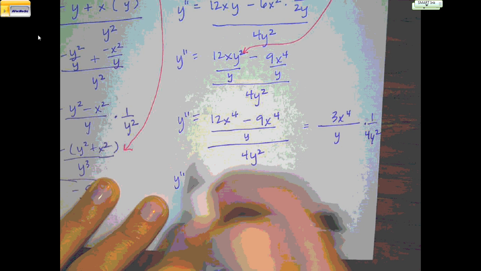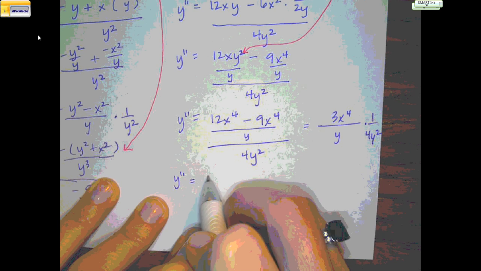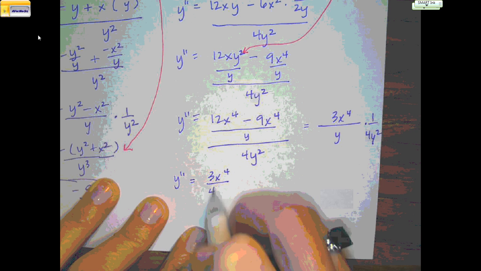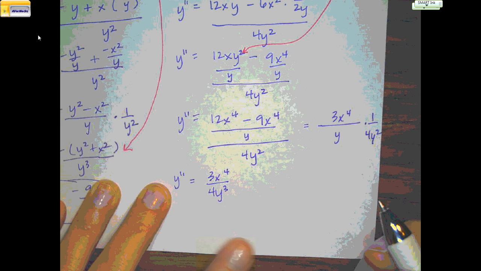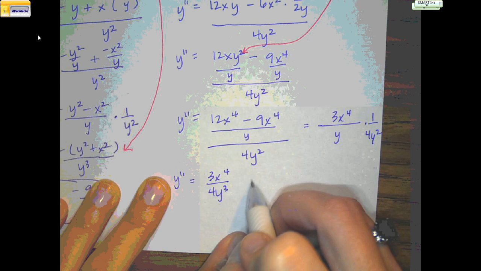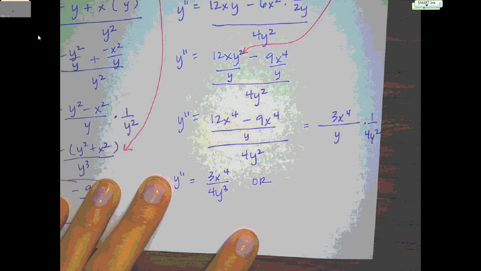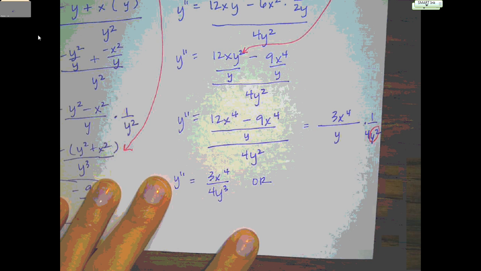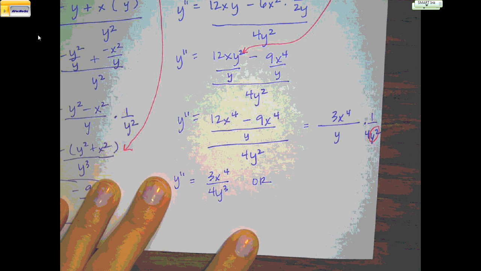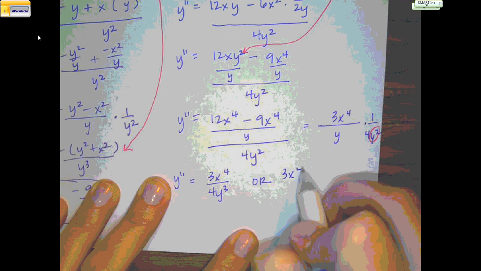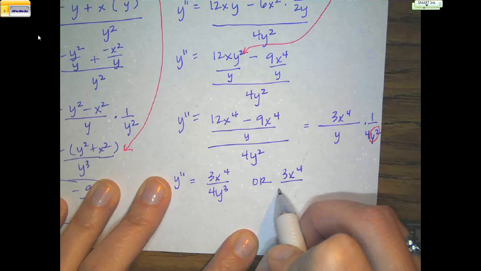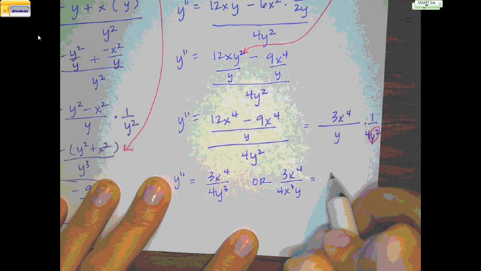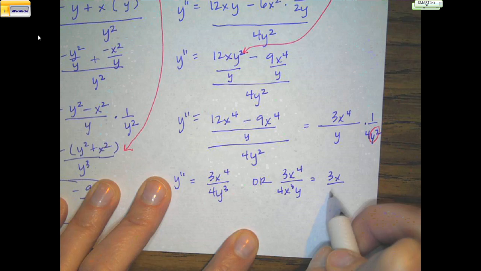So your second derivative is 3x to the fourth over 4y cubed. And you can leave it like that. Or this is a y squared as well, so you could also make that x cubed. So you could also have 3x to the fourth over 4x cubed y, which reduces to 3x over 4y.